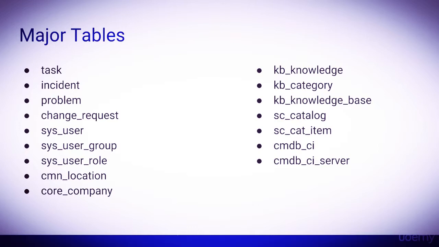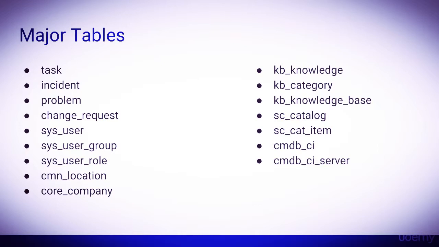We have the task table, which is the parent table for a number of tables, such as the incident table, problem table, and change request table. The task table stores common information, such as a number field, short description field, assigned to field, and assignment group field. All of these fields are inherited in the tables that extend the task table. We'll talk more about this here in a bit.